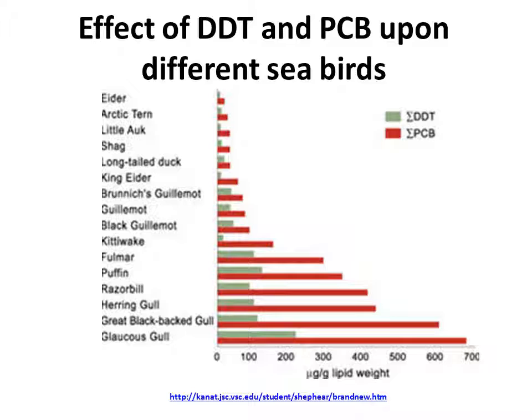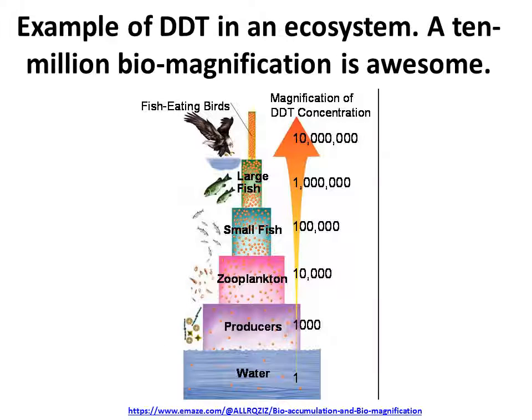So this is the pyramid from the very elementary organisms through intermediate animals and finally to the highest level animals. Here's an image from Google Images that shows the amount of DDT and another pollutant, polychlorinated biphenyl, PCB, on different seabirds. As you can see, some seabirds are vulnerable to having a lot of DDT. Look at the bottom, the glaucous gull, whatever it is. Here's a whole series of seabirds, and here is how much DDT and PCB is in them.